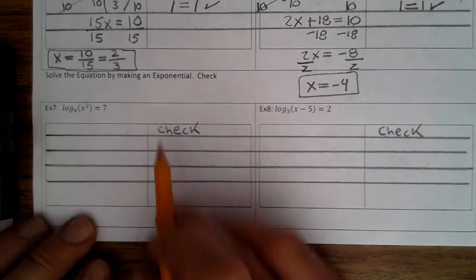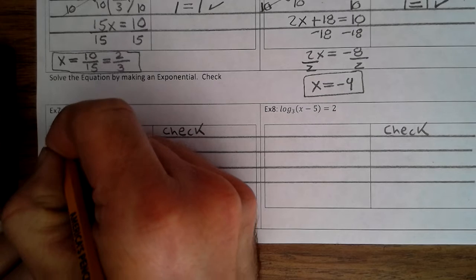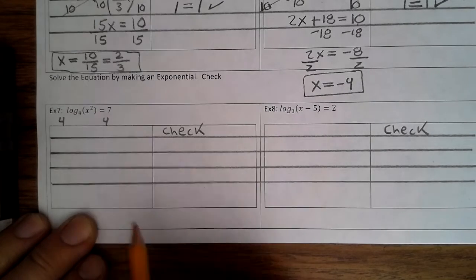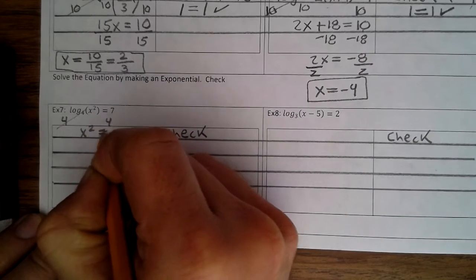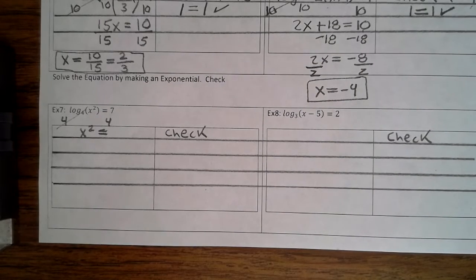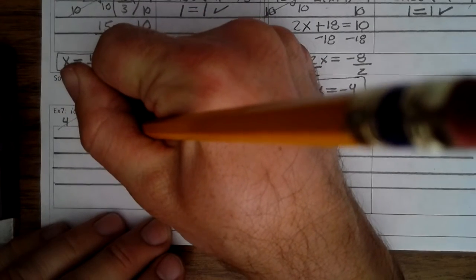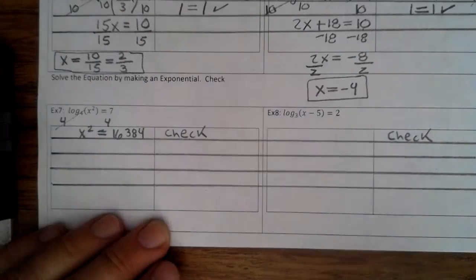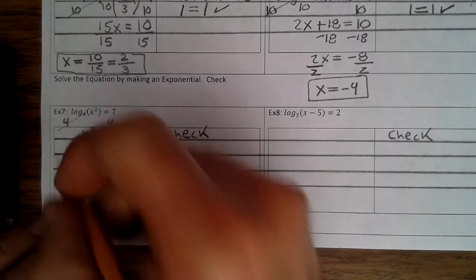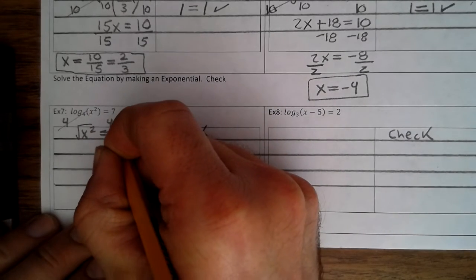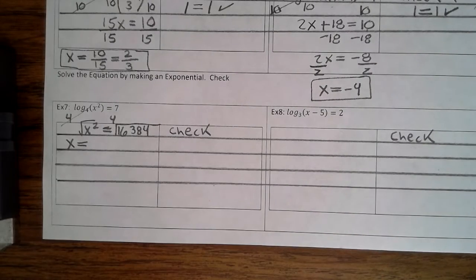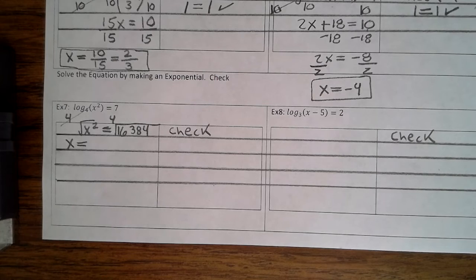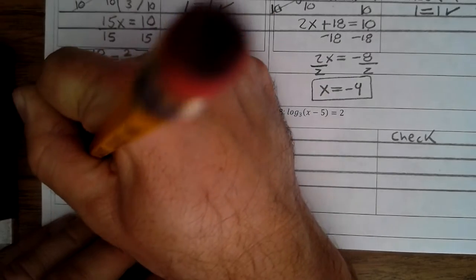Okay, now here, log base 4, so we're going to do the base of 4 to both sides. That leaves x squared equals 4 to the 7th power, which is 16,384. We're going to take the square root of both sides. Now remember, square root is plus or minus. So x equals the square root of 16,384, which is a positive 128, and x equals negative 128.